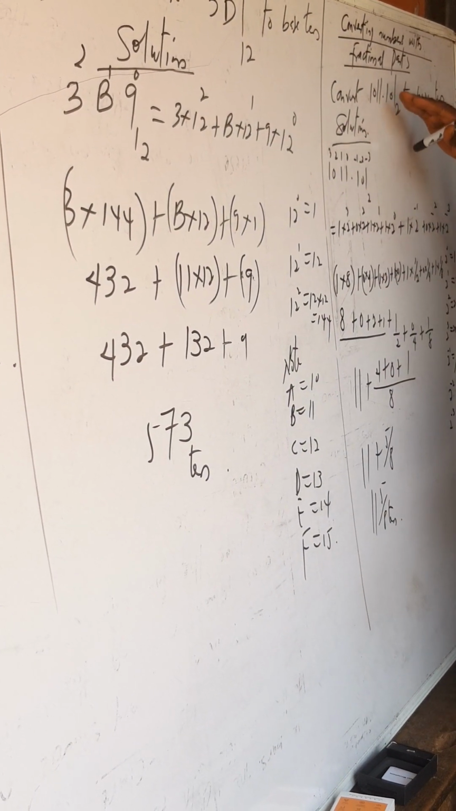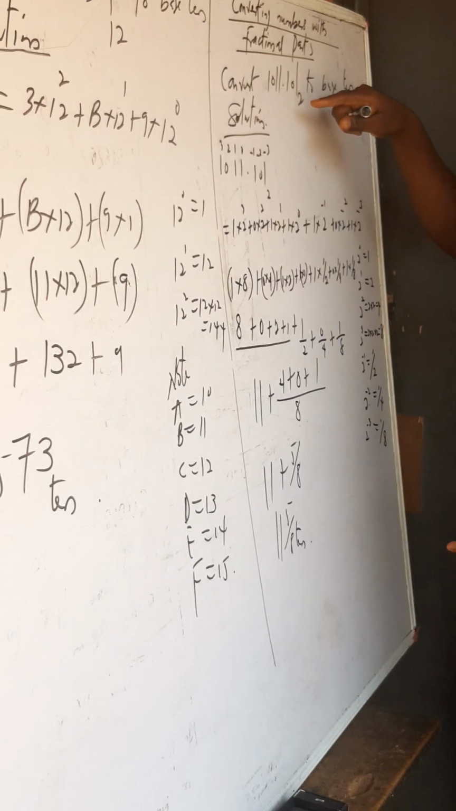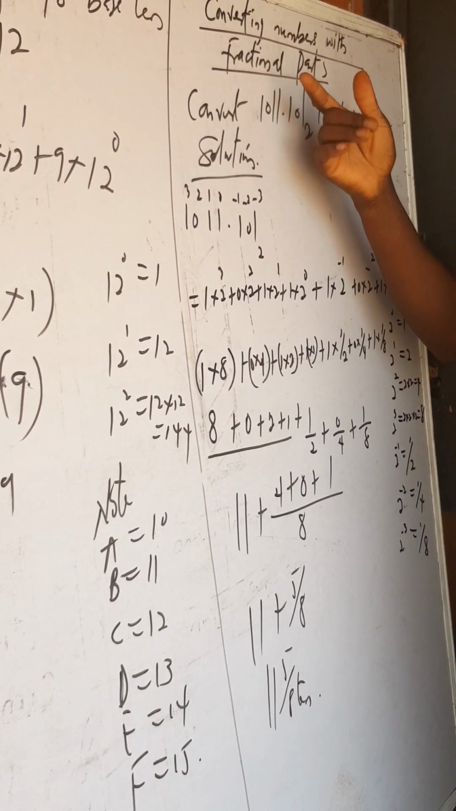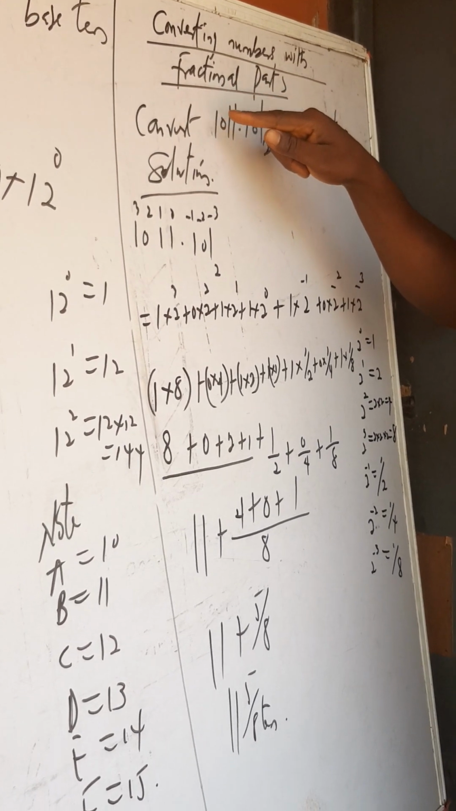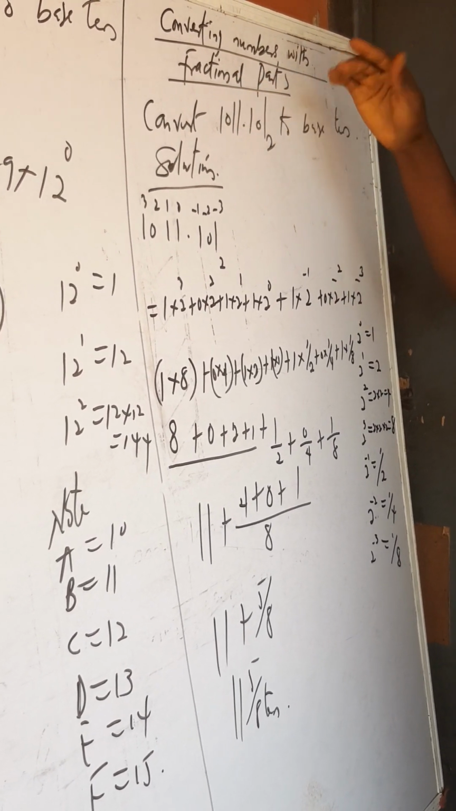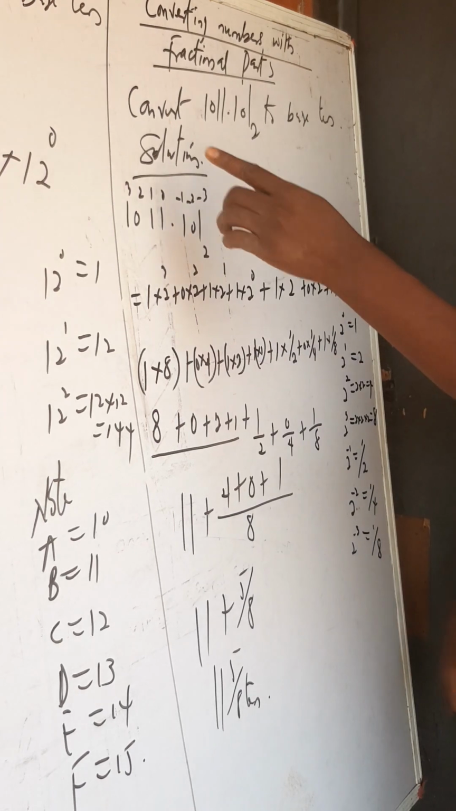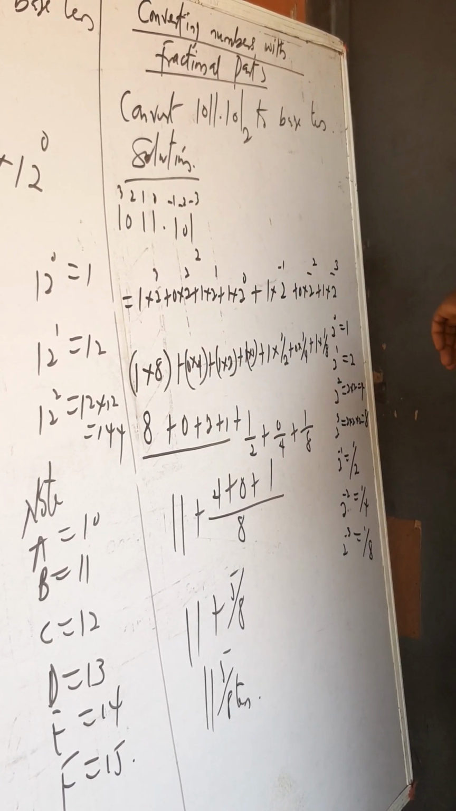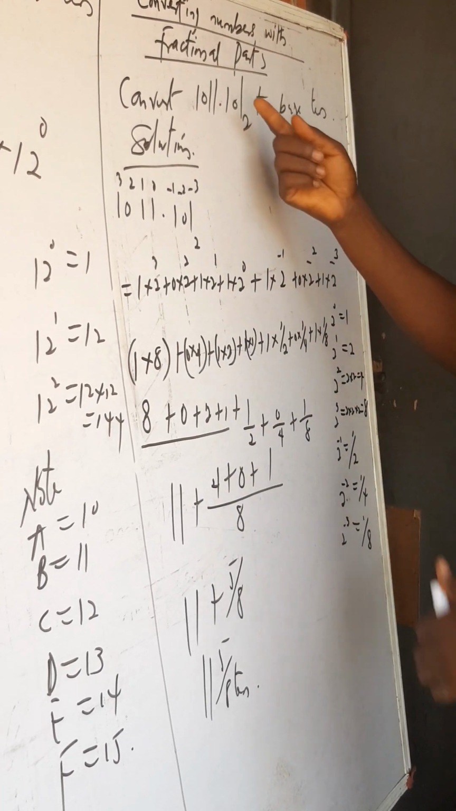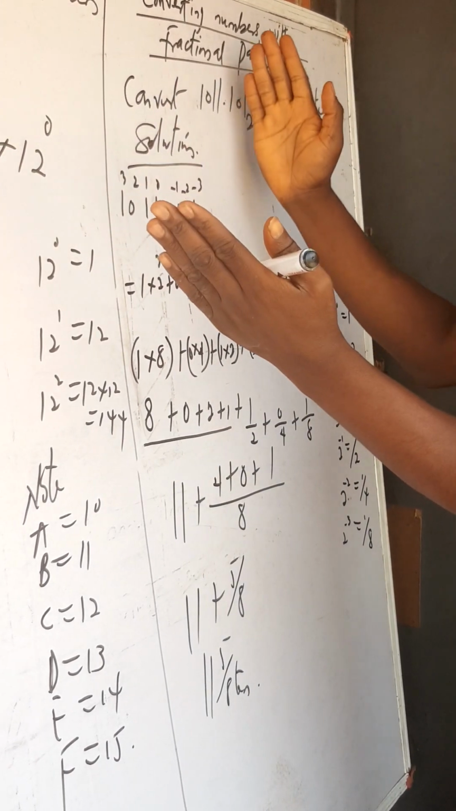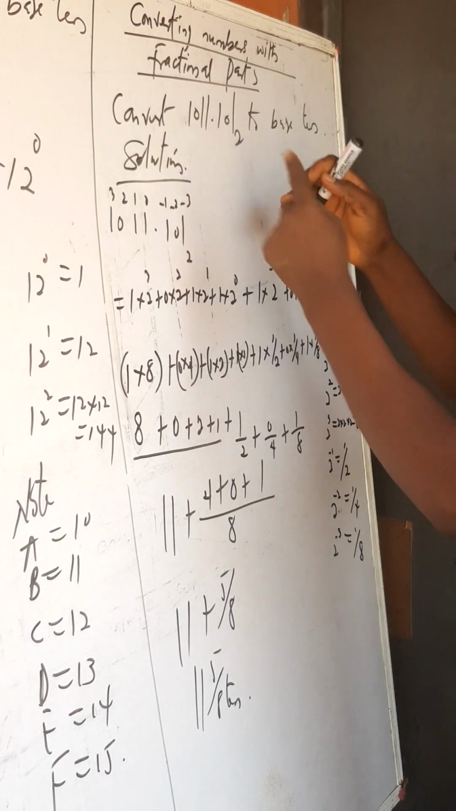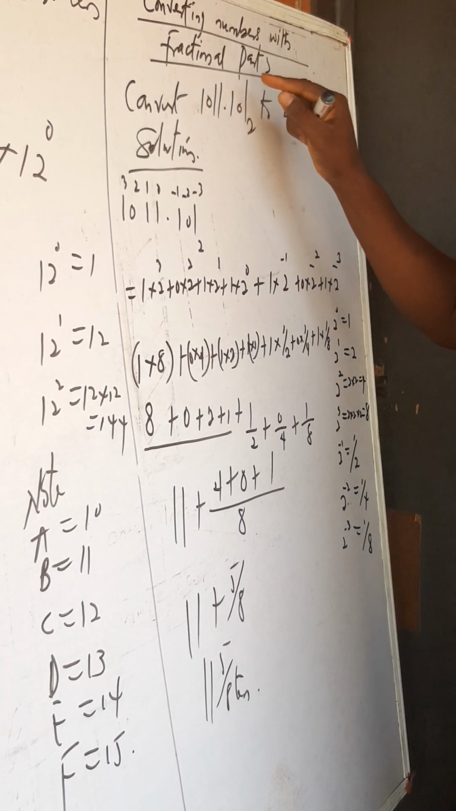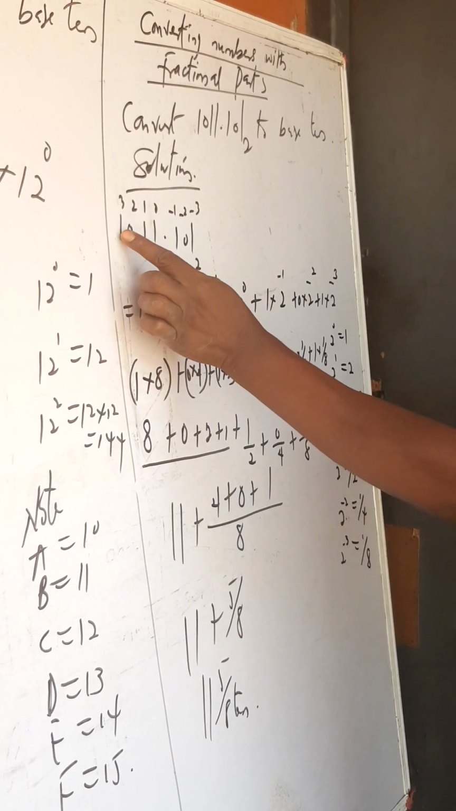Now we'll do one with a fractional part. We'll do one example with a fractional part, which is the third example. It says, converting numbers with fractional parts. We're converting to base 10 as well. Convert 1011.101 base 2 to base 10. How do you do that? The same arrangement. From the point to your left, you write 0, 1, 2, 3. From the point to your right, you write minus 1, minus 2, minus 3, which is the arrangement here.